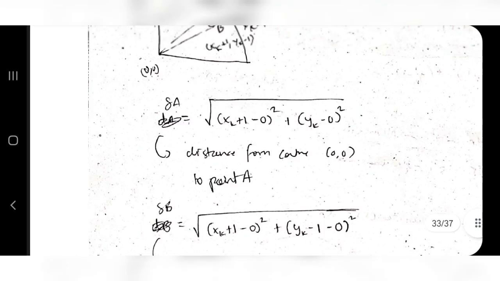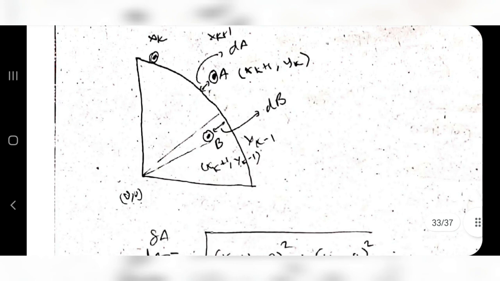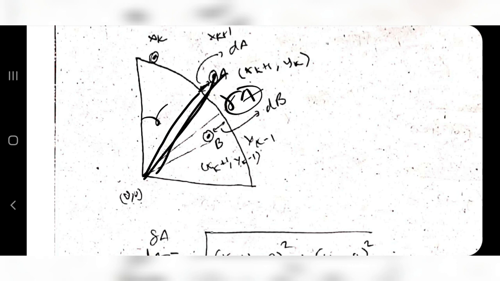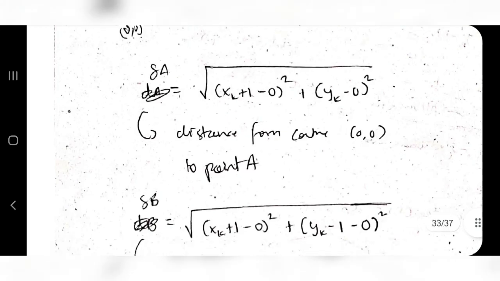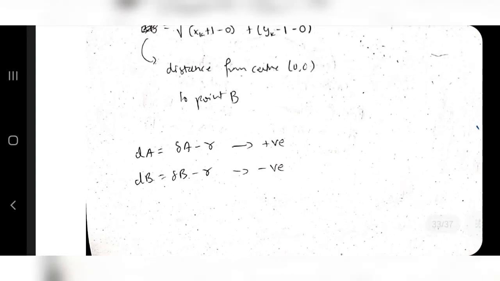So what is del A minus R? See, this distance is R, and this whole distance is del A. If I want to calculate this part, that will be del A, the whole distance, minus R. The same goes for here: this is R, this is del B. So del B minus R will give me that distance in negative form. If this is 5 and the radius is 7, 5 minus 7 is minus 2. I'm purposely taking it in negative because I need it for the calculation and comparison. So this one will always be positive and this one will always be negative.